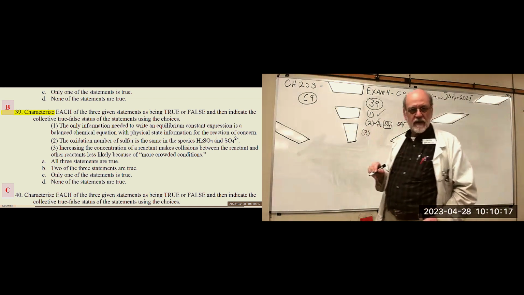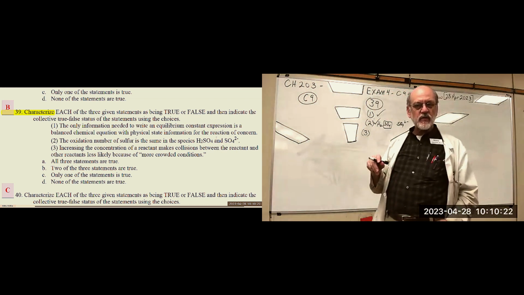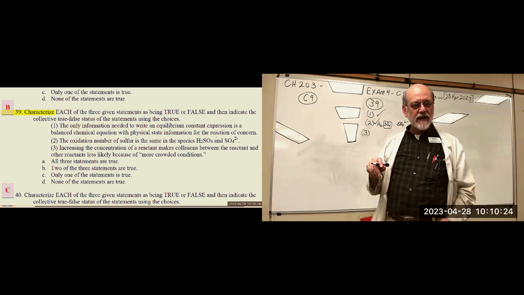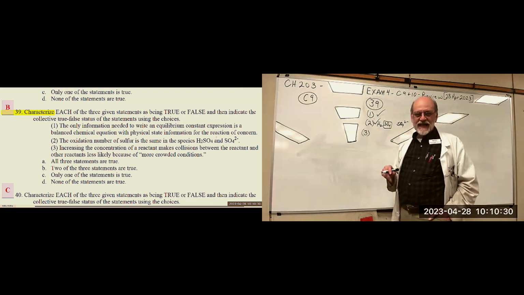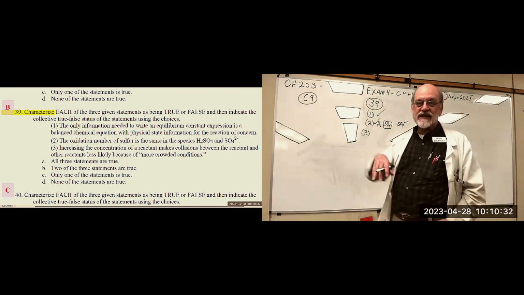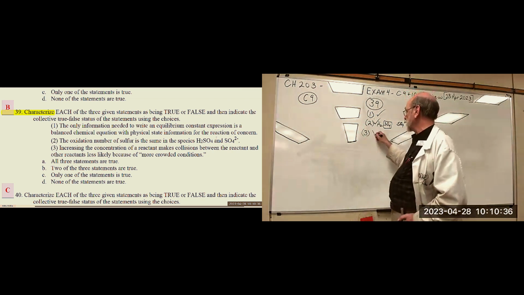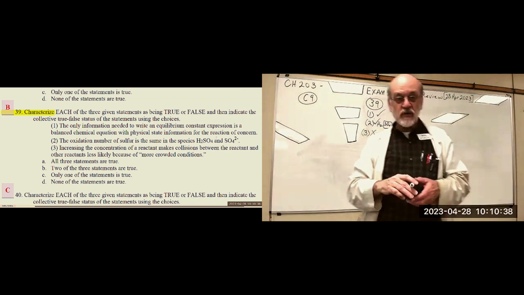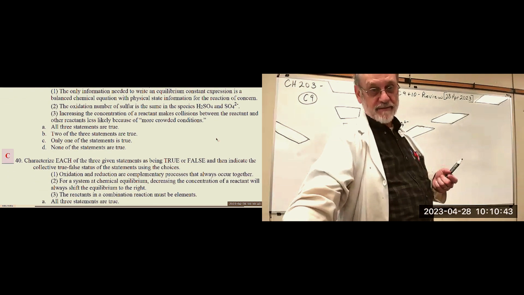How about 3? Increasing the concentration of a reactant makes collisions between reactants and other reactants less likely because of more crowded conditions. No. Increasing the concentration of reactants increases the number of collisions. Right? So 3 is false. So 1 and 2 are true. That means B is the answer. 2 of those statements are true.